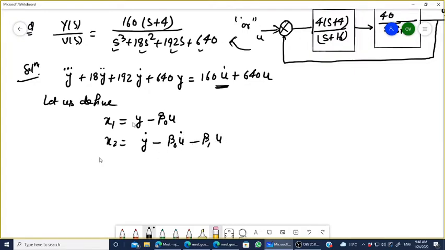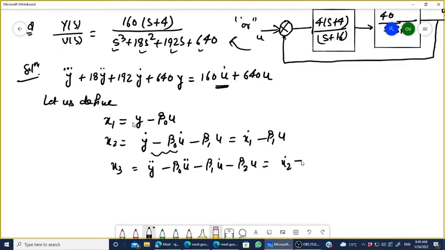If you remember what we explained in the previous video, this is x1 dot, so x2 is x1 dot minus beta 1 u. And what is x3? x3 is nothing but x2 dot minus beta 2 u. So you can write y double dot minus beta naught u double dot minus beta 1 u dot minus beta 2 u, that is x2 dot minus beta 2 u. This is the fundamental used in the derivation.